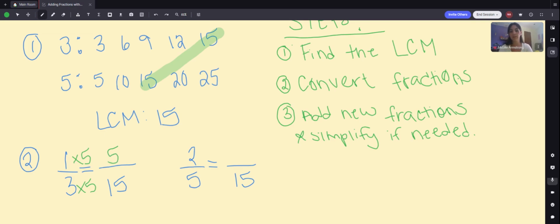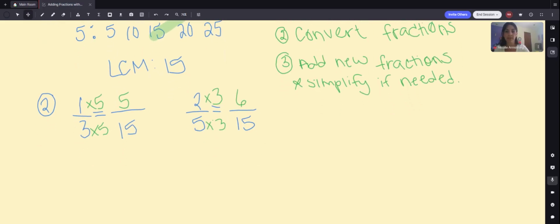And we think of the same process for our other fraction, 2/5. Well, how do we go from 5 to 15? What do we multiply? 5 times 3 equals 15. And then whatever we do to our denominator, we do to our numerator to create that equivalent fraction. And 2 times 3 is 6.